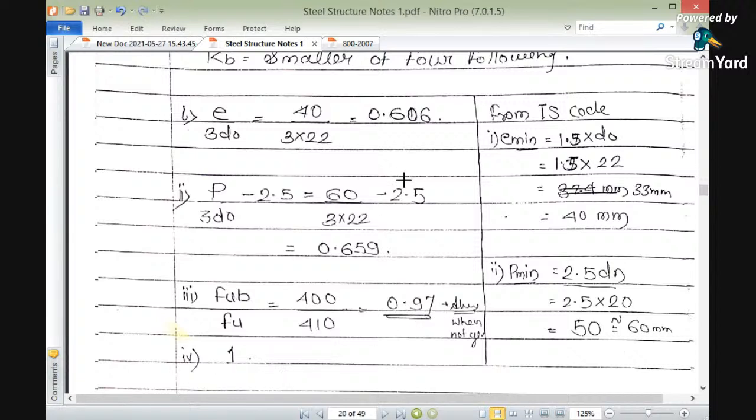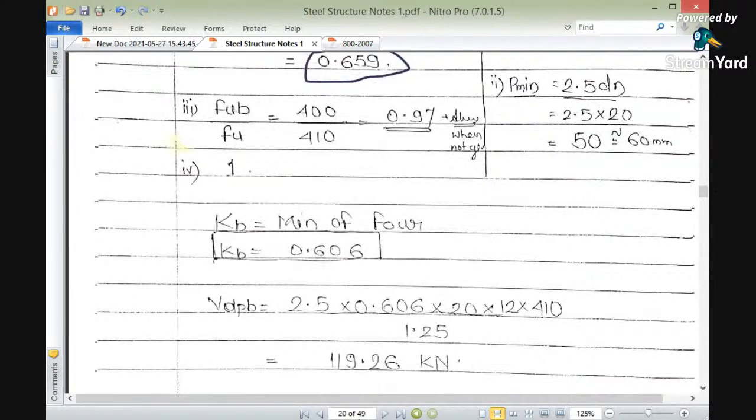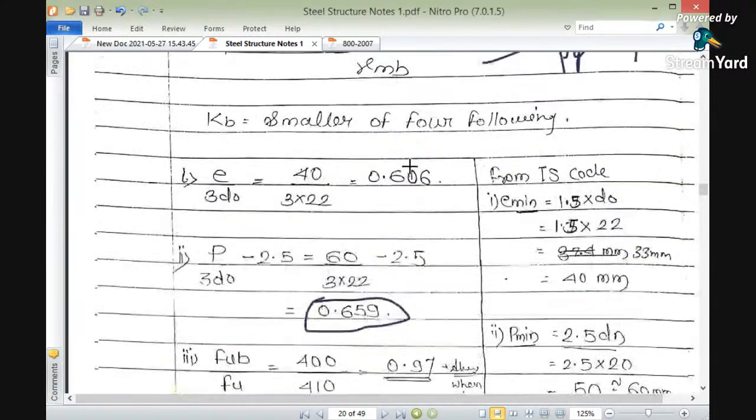So out of these four values, which one is minimum? The minimum value is this one: 0.606, or 0.659, one and the same. The Kb value, take the value of this Kb in this formula as 0.606.